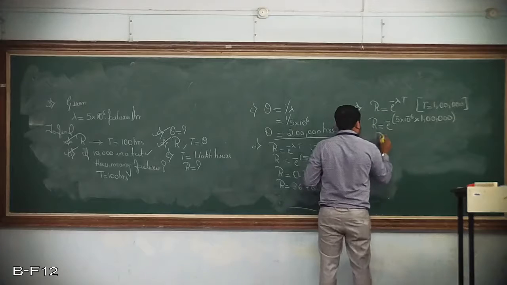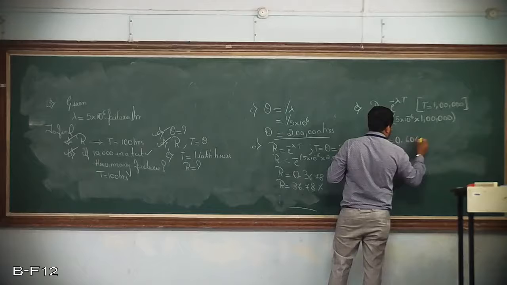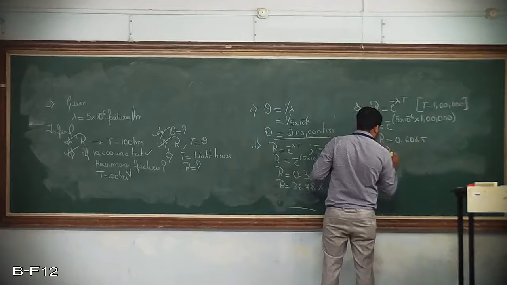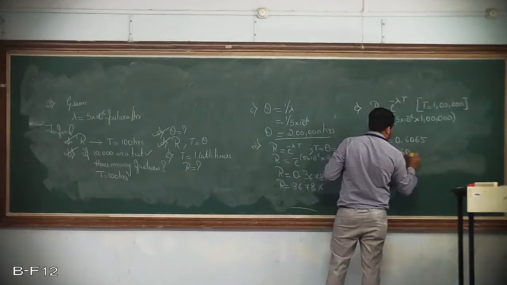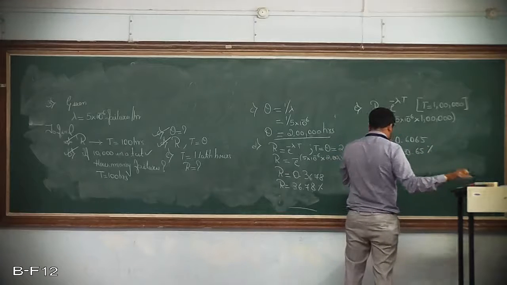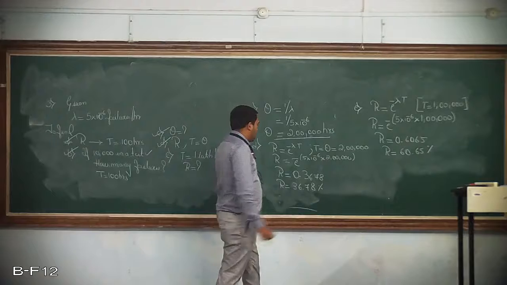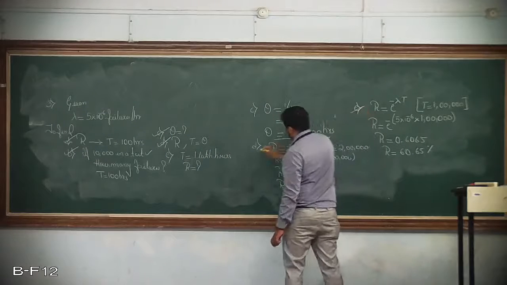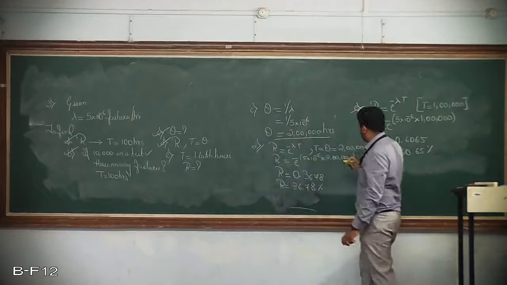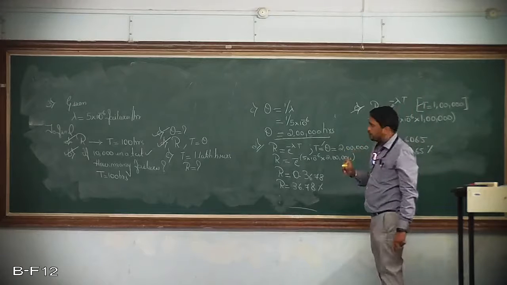It will come as 0.6065. So I'll define it in percentage as 60.65 percent. So here you can see that in components D and E, what is the change? The change is only the time period T.